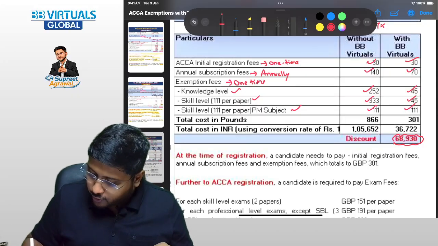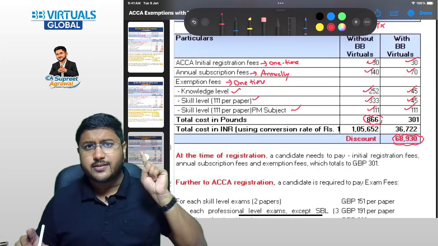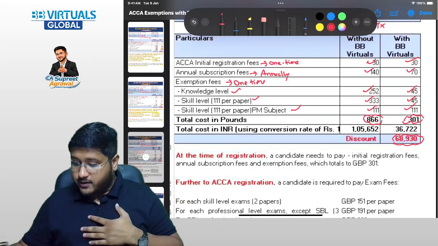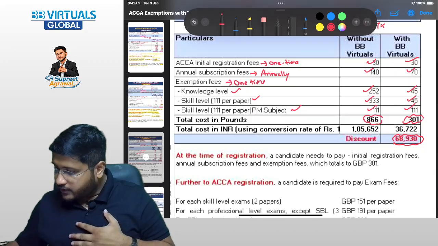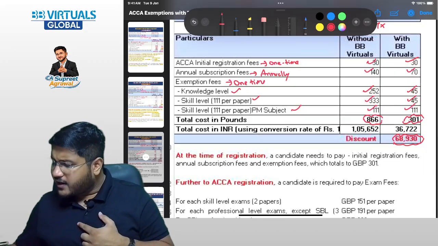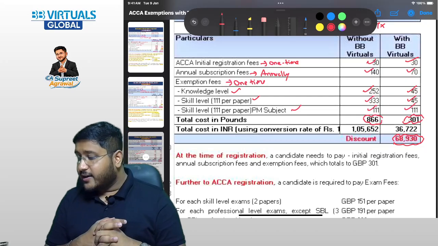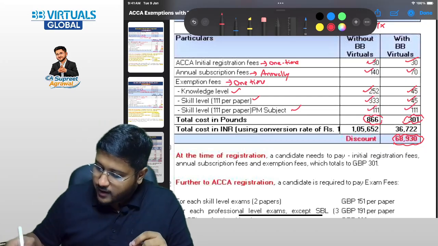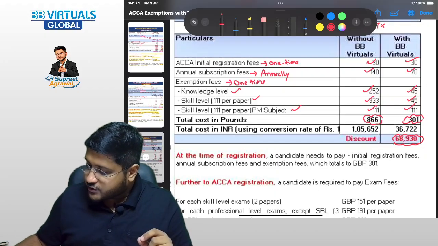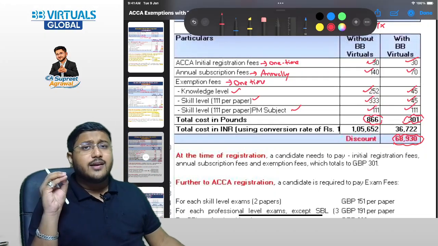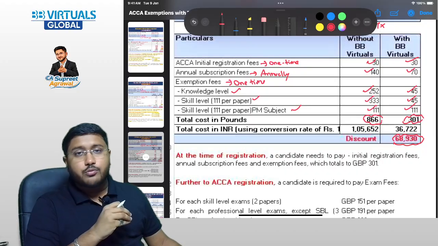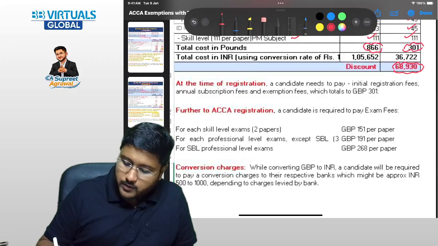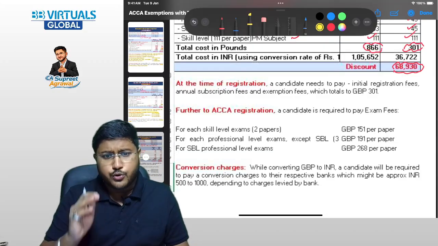Now the total cost in pounds is approximately 866, assuming there is 111 only for PM. Then 301 with BB Vouchers Global. See, direct discount of 866 minus 301, 565 pounds. Assuming 100 rupees as the exchange rate, that is 56,500 rupees, more than 50,000 rupees, my dear friends. That's huge, right? But if we convert using the exchange rate of 122, that comes to 68,930 rupees. That is approximately 69,000 rupees, my dear friends. That's a huge amount, right?